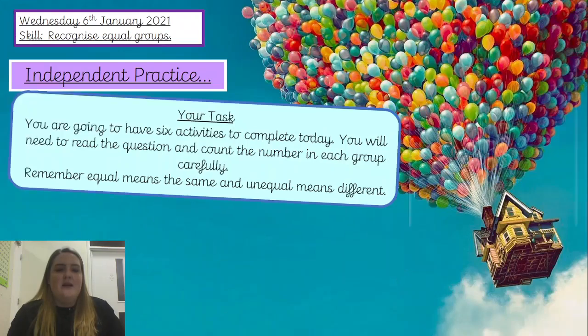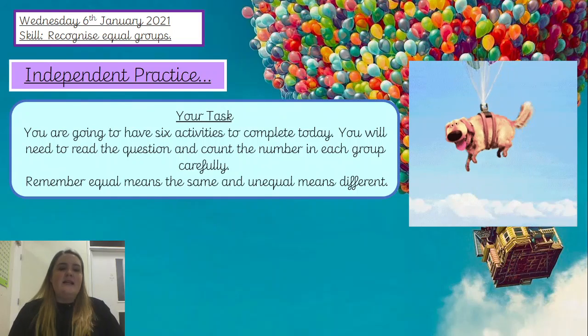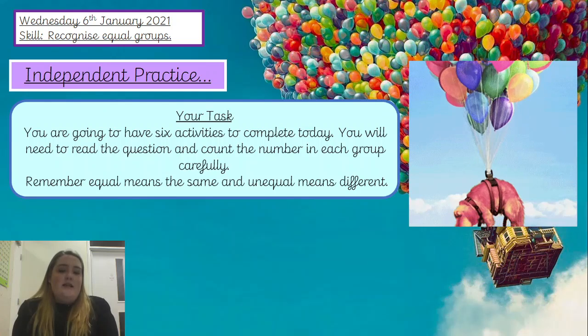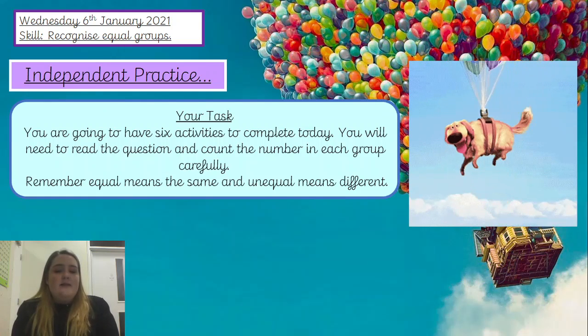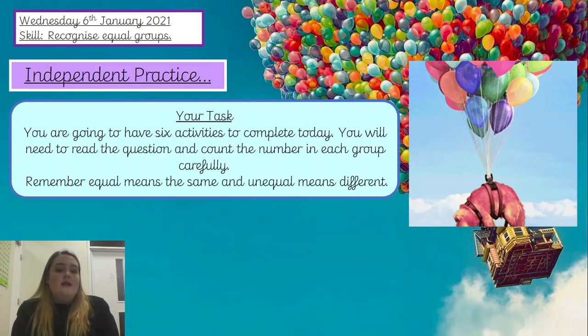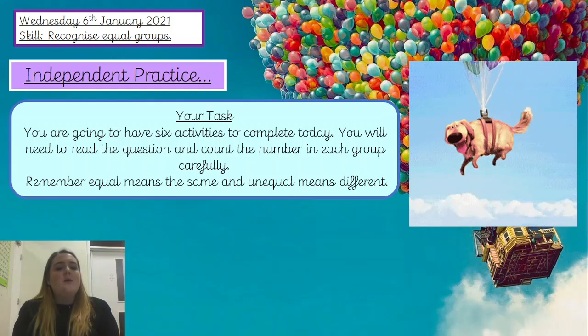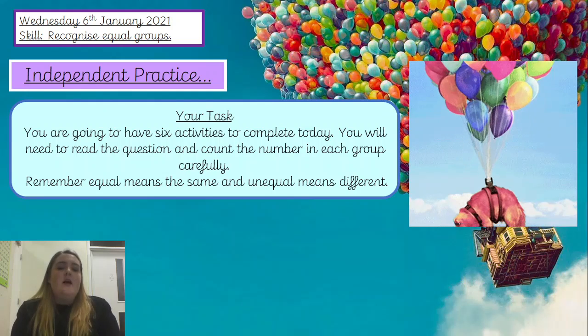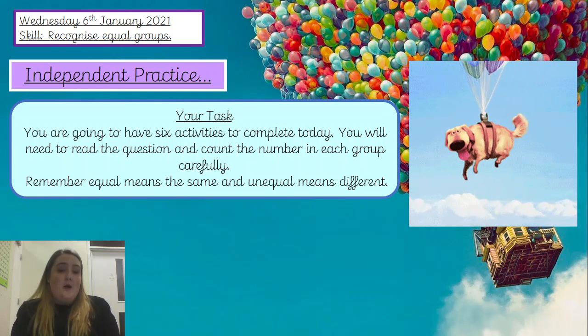Well done. Okay, so your task today, you are going to have a few activities to complete on a worksheet, and you can either print this out and complete it on there, or you might want to just have a look at the questions and then write the answer into your catch-up book. So you are going to need to read the questions carefully, and there will be lots of activities looking at recognising equal groups. So that will be your task today.